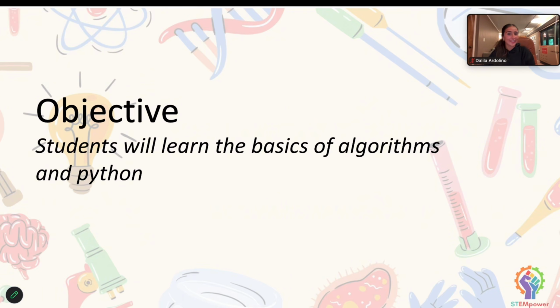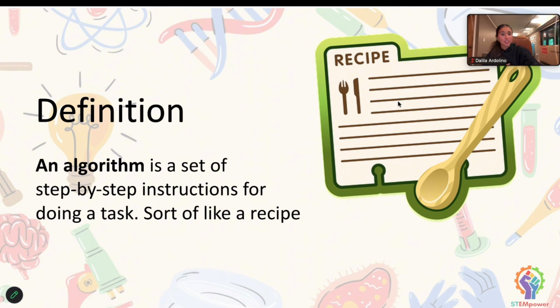So the objective of today's lesson is that you guys, the students, will learn the basics of algorithms and Python. That might sound a little crazy now, but you will learn. So, for a definition, an algorithm is basically a step-by-step set of instructions made to do a task. Sort of like how we have recipes that are step-by-step instructions to create a food, our algorithms are going to be step-by-step instructions in order to tell a computer to do something.